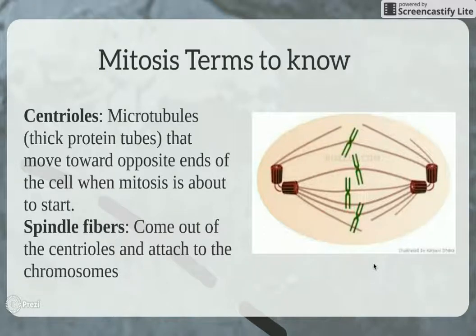2 other terms that you'll need to be familiar with are centrioles and spindle fibers. Centrioles are microtubules, or thick protein tubes, that move toward opposite ends of the cell when mitosis is about to start. They are right here in the picture. These are centrioles. Spindle fibers come out of the centrioles and attach to the chromosomes during mitosis. So these little strands coming out of the centrioles are called spindle fibers. You can see they're attaching to the chromatid pair right here.